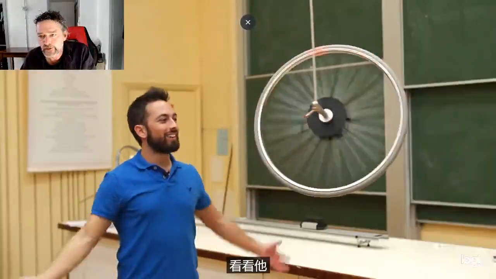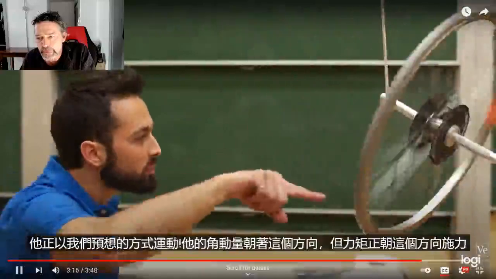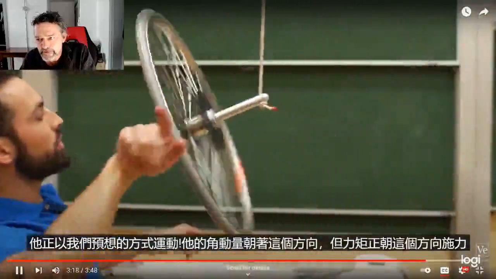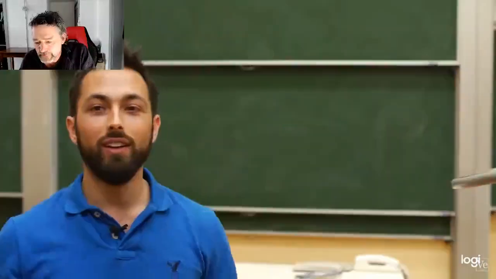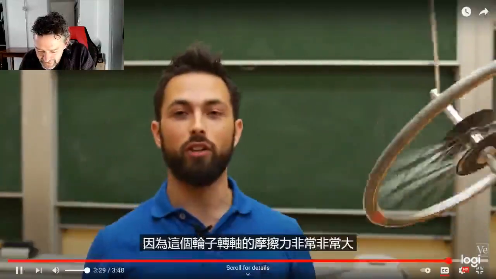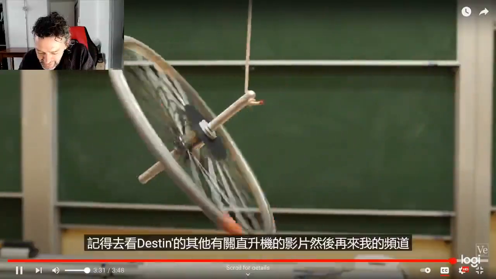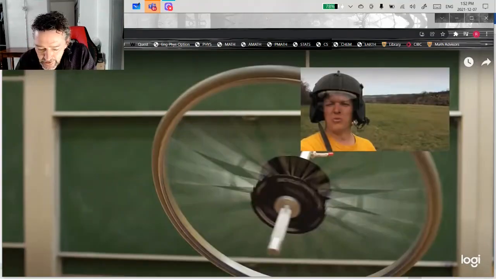Oh, look at that. That's precession. It's rotating as we predicted. See, the angular momentum vector is pointing out this way, but torque is pushing it this way. So angular momentum, torque, and torque is pushing that angular momentum vector around. Except not for long, because this appears to be a quite frictionful wheel. So, yeah, Derek. Does that help?